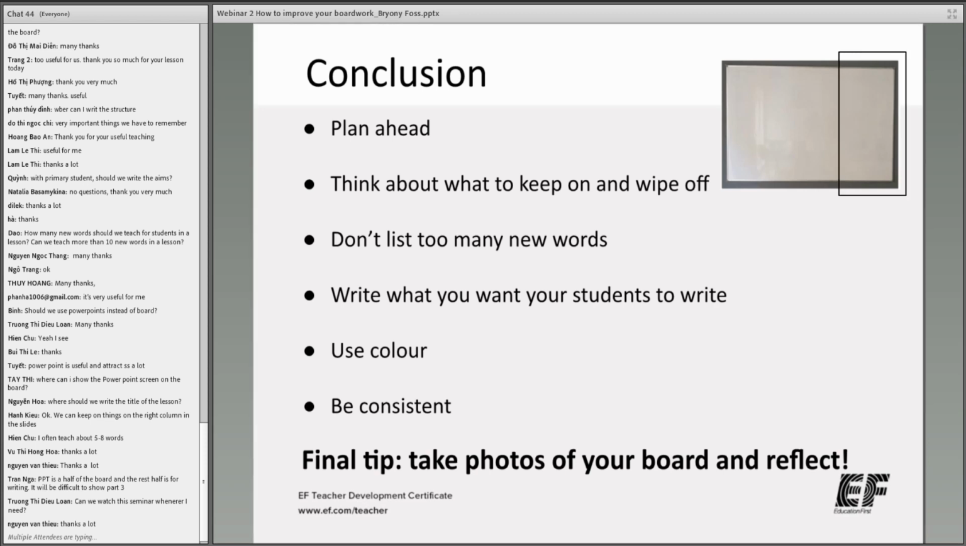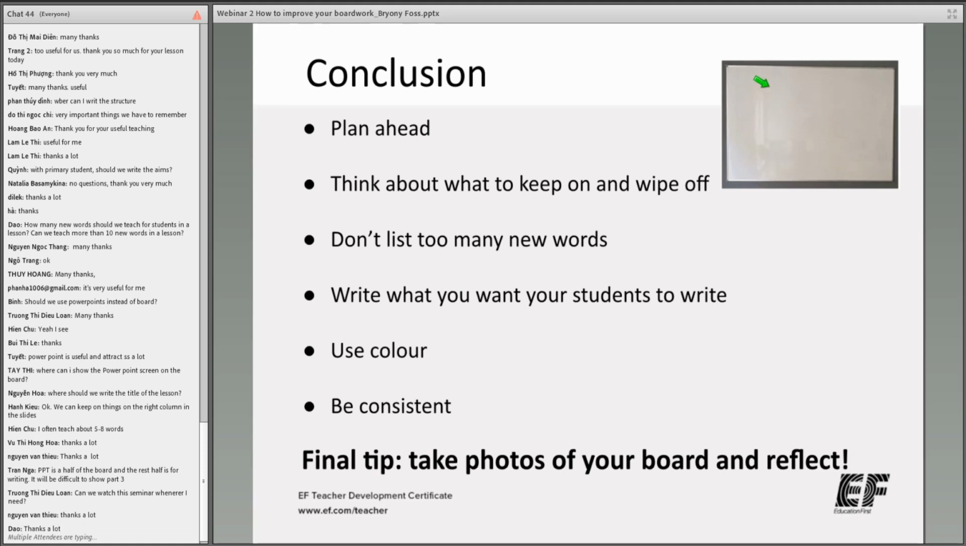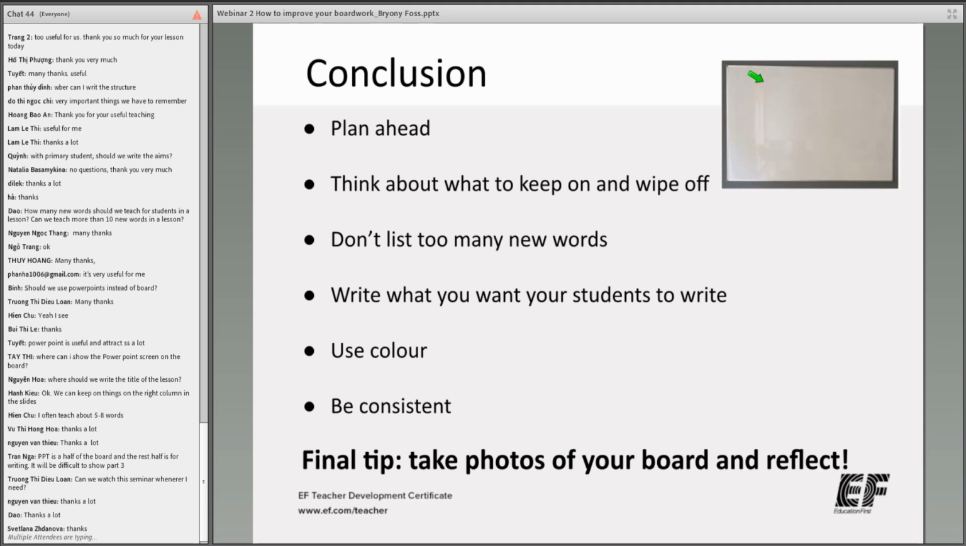Okay, where should we write the title of the lesson? If you want to write the title of the lesson on the board, I've created a box. I would write it here at the top of the board and underline it. And that you would keep on the board. You don't need to wipe that off the board.